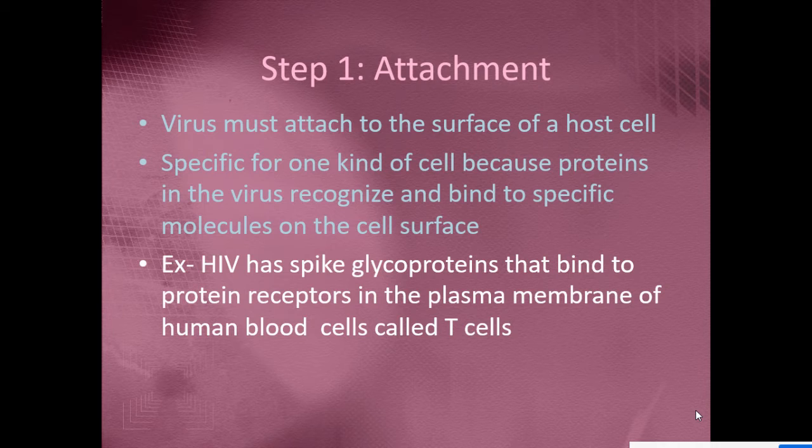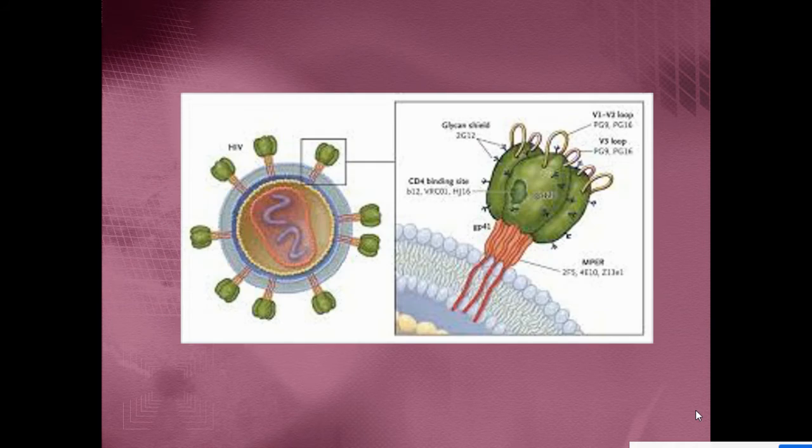An example of this is HIV, which is the inactive form of AIDS. It has a spike glycoprotein that's going to bind to the protein receptors in the plasma membrane of human blood cells called T cells. And there's some movie that came out a long time ago, and they talked all about T cells. Resident Evil is what that's called, and they talked all about a T cell virus, and a lot of people thought it might have been alluding to HIV, which does infect your T cells.